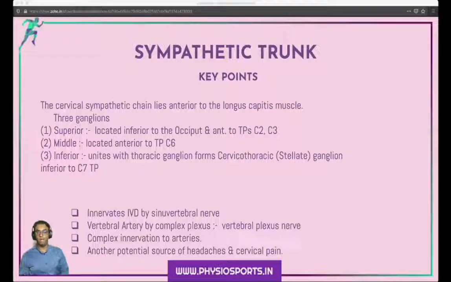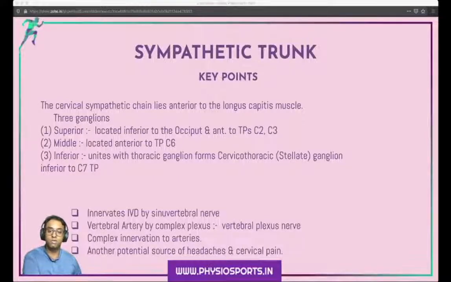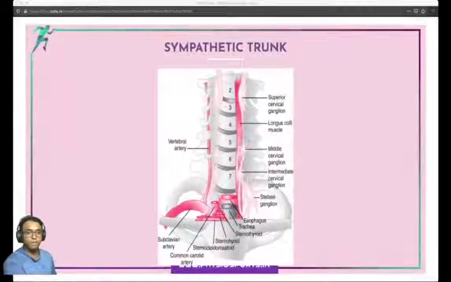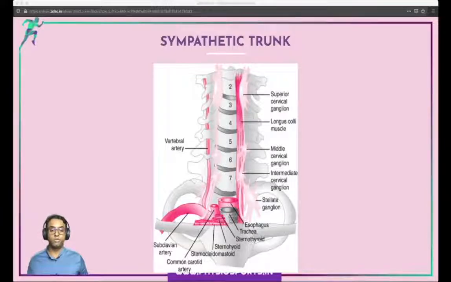It innervates the intervertebral disc by the sinuvertebral nerve. It also innervates the vertebral artery by a complex plexus, the vertebral plexus nerve. Because of these complex innervations with the artery and with the sinuvertebral nerve, it may be a potential source of headache and cervical pain. Sympathetic dysfunctions result in cervical spine pathologies. Anatomy of the sympathetic trunk and its relationship with the cervical vertebrae and other structures.